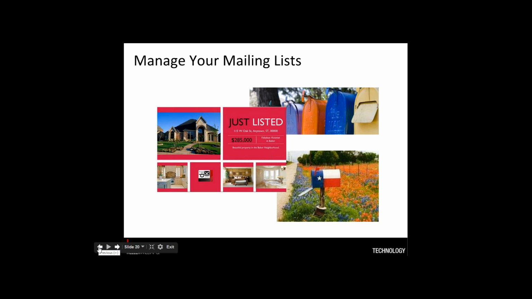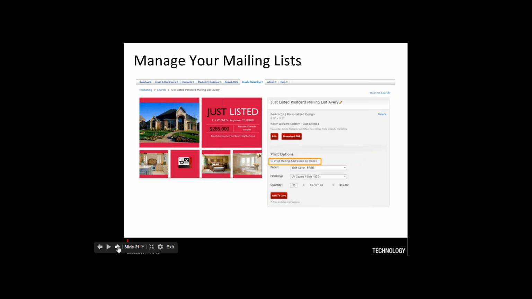Once you have the mailing list, you can bring it into EEdge and start to mail out your pieces. So we do have, for example, a just listed piece, and we want to make sure this just listed piece goes out to a specific farm that we have. So what we would do is, once we're in EEdge, go into the marketing pieces.